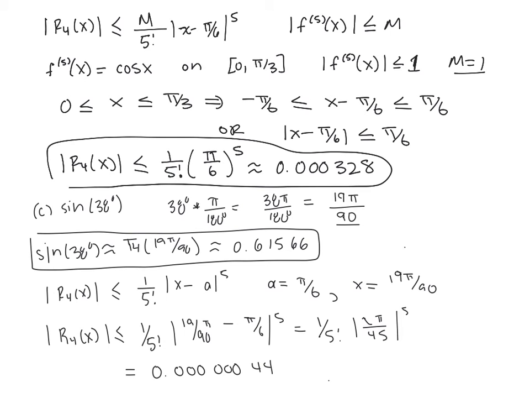The point is that this value, 19 pi over 90, was pretty close to pi/6. And the remainder estimate we found earlier is sort of a worst case scenario for numbers that might be closer to 0 or pi/3. So you can expect that 38 degrees would be pretty accurate, as 38 degrees is awfully close to pi/6, because pi/6 is 30 degrees.